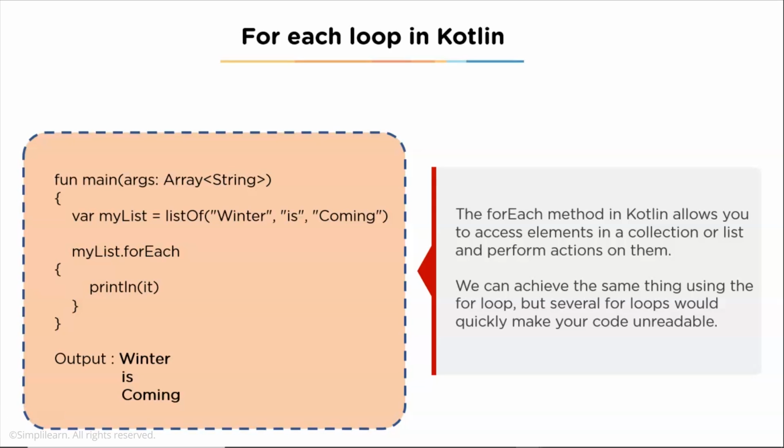As we can see, here we have used mylist.forEach, that is the forEach loop, and then we will print the iterator to print all the elements of the list. Now let's do an example on the forEach loop to understand it better.